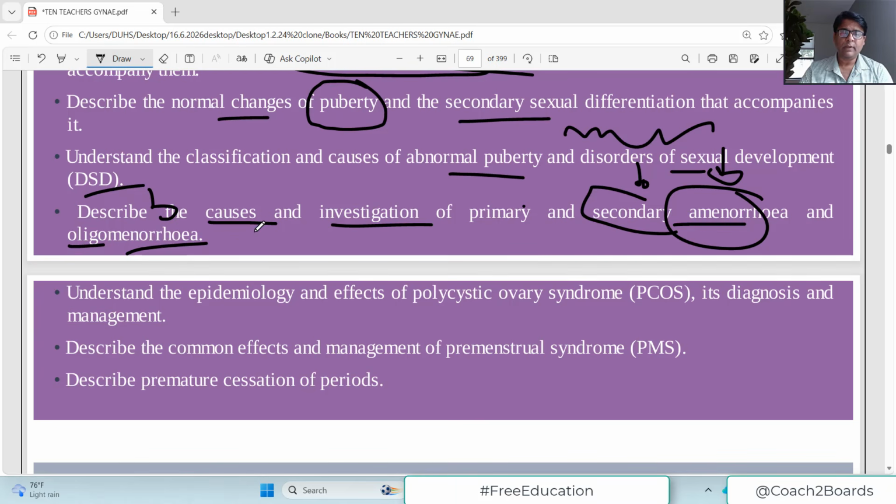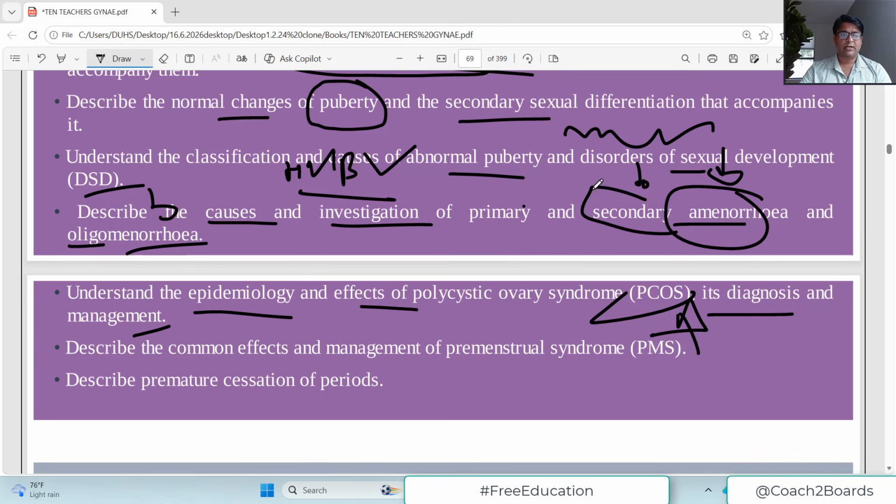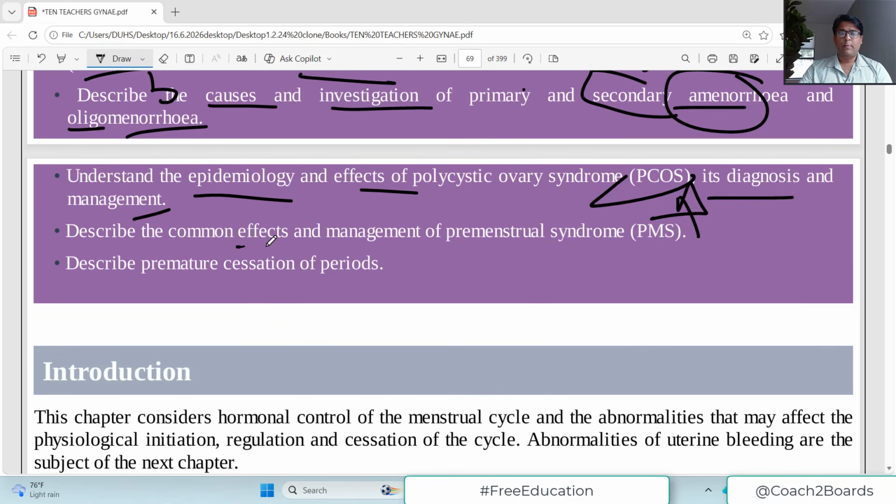Oligomenorrhea. Heavy menstrual bleed इस चैप्टर का topic नहीं है. This is considered as a separate entity. हम इसको अलग एक chapter में discuss करेंगे. उस पर पूरा एक chapter है 10 Teachers में. Now understand the epidemiology and effects of polycystic ovarian syndrome. This is also an important topic, very common these days. इसकी diagnosis कैसे करनी है, manage कैसे करना है, and also to describe the common effects and management of premenstrual syndrome. So menstrual days से पहले what type of syndrome females experience. Some of the females, not all of them.